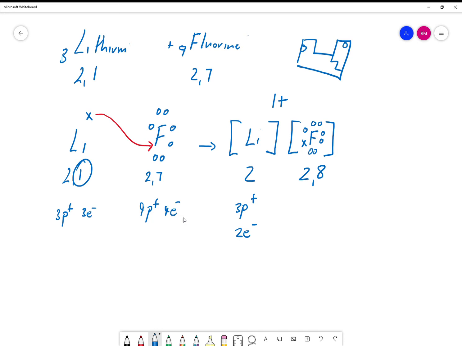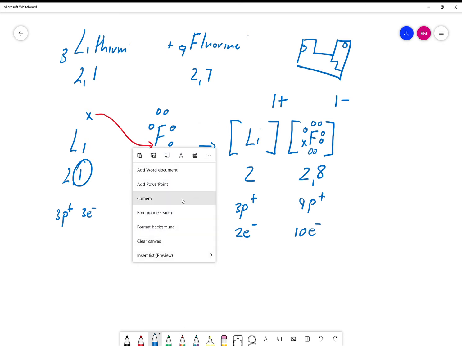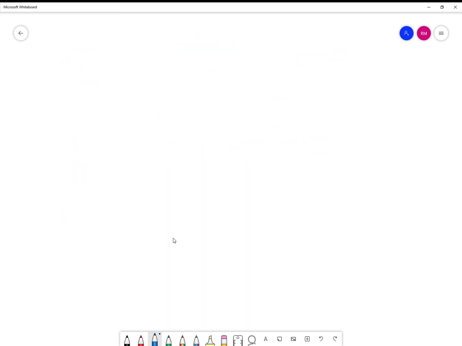My fluorine over here, it still of course has its 9 protons, but it's gained another electron, so it's gone up to 10 electrons. So it's got an additional negative charge, so it's -1. Okay, and that's how you do it for example, lithium fluoride. That's pretty much the simplest one that there is. So, okay, I will do another one similar to this. So perhaps you might want to, as I said, pause the video and do it.